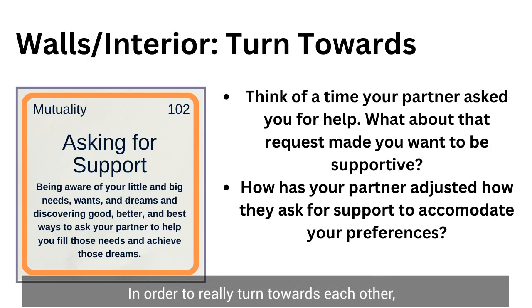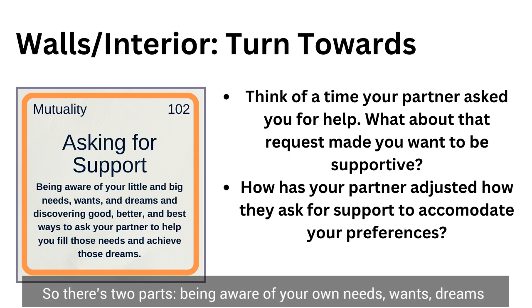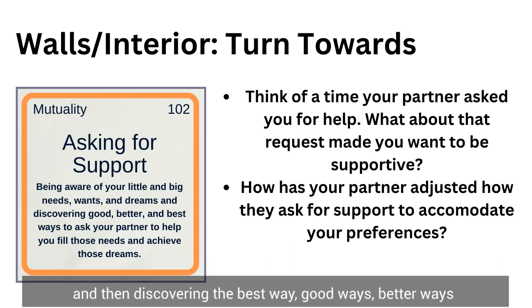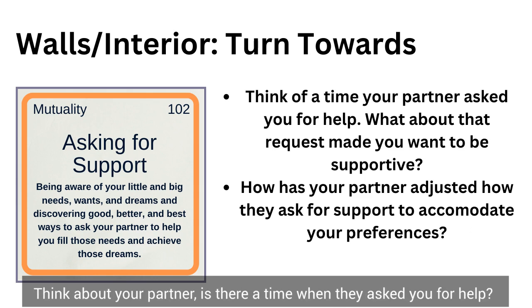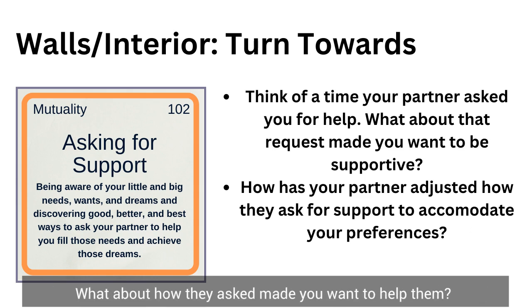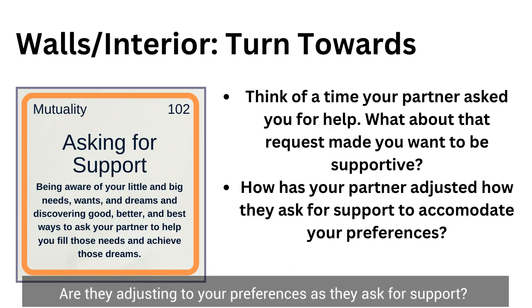In order to really turn towards each other, you're going to have to get good at asking for support. So there's two parts to that. Being aware of your own needs and wants and dreams, and then also discovering the best way, good ways, better ways to actually ask your partner for the help that you need. So if you think about your partner, is there a time when they asked you for help? What about how they asked made you want to help them? And then are they adjusting to meet your preferences as they do that asking for support?